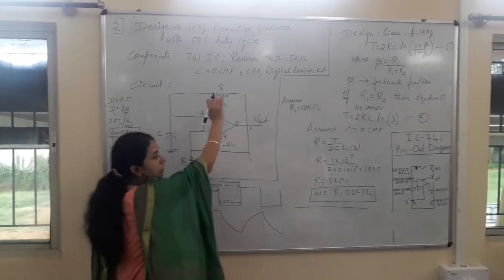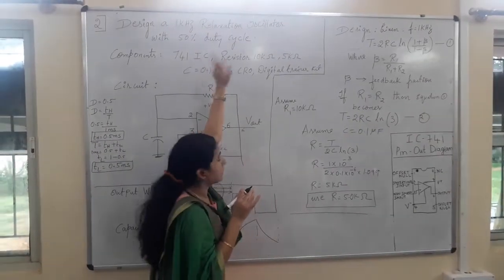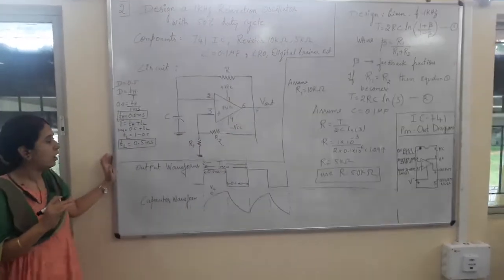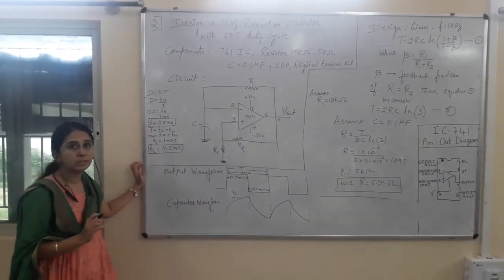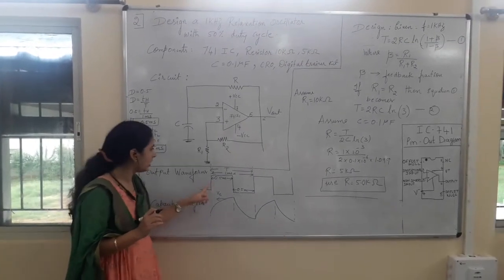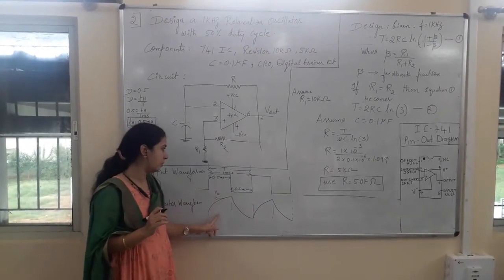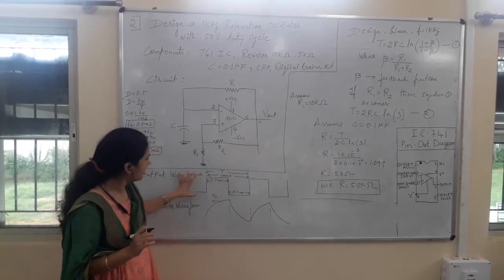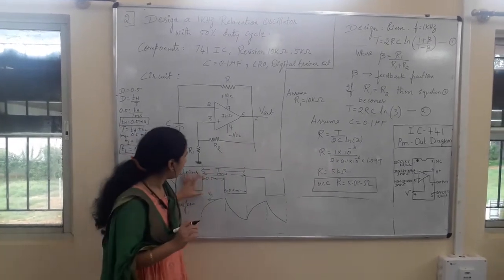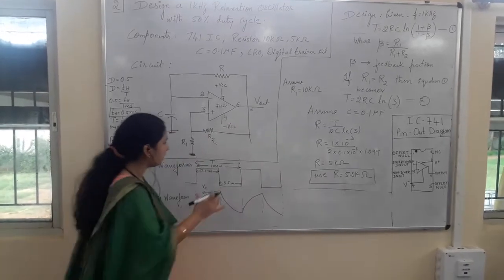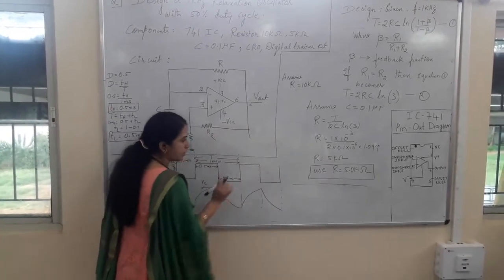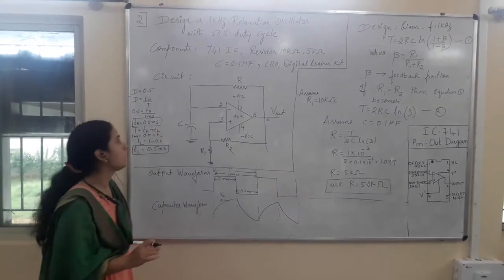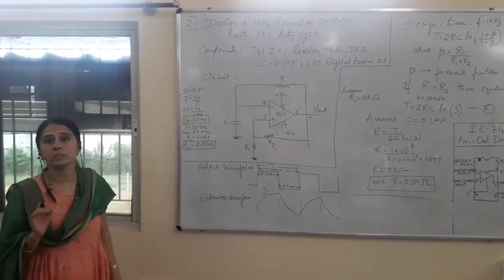Before going to the relaxation oscillator, we should know what exactly an oscillator is. An oscillator is one which produces a sustained oscillation. That is, we get two types of output waveform. This is a sustained oscillation. Sustained oscillation means the oscillation has constant amplitude and constant frequency. Such oscillations are called sustained oscillations, and they are produced by an oscillator.